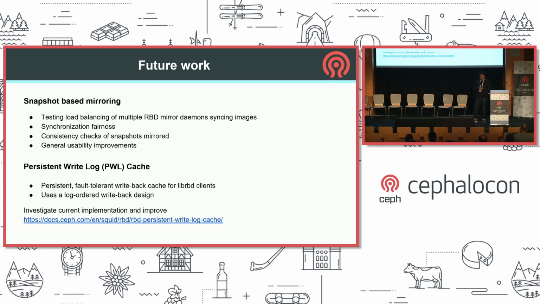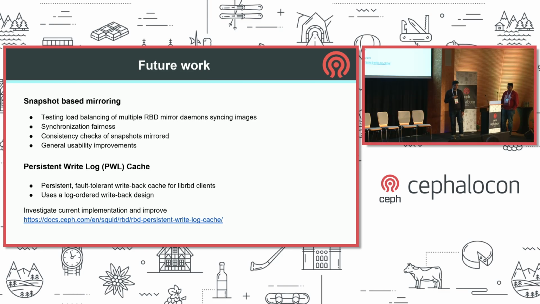Librbd already has a write-back cache, but it's been a while since it's been improved. So we want to investigate that, and we have someone new in the team who wants to improve it. So with that, I'll hand it over to Prasanna, who will give you more details about the snapshot-based mirroring feature.